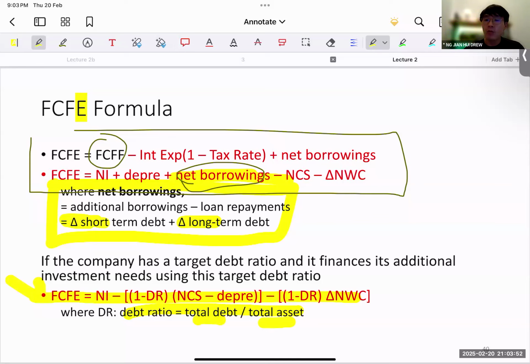So just be very careful when you read questions, whether in this module or maybe other modules eventually, where you do need to use this concept of FCFE. Be very careful what the question is giving you. Are they giving you net borrowings, which is change in borrowings, or are they giving you total debt? In which case, maybe you should use the debt ratio.